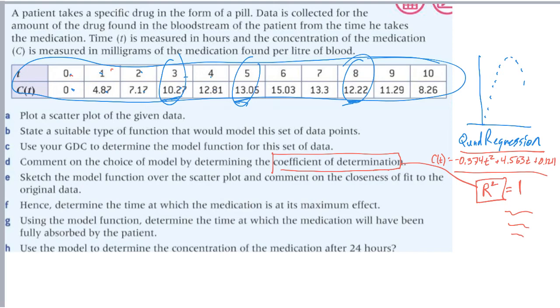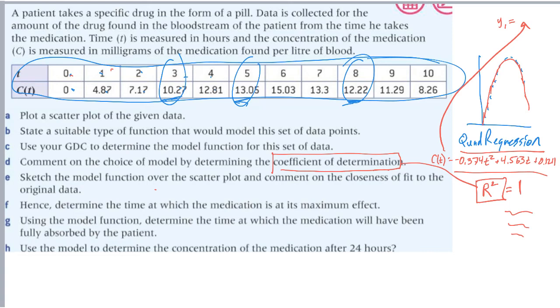Okay, the next question is to sketch the model function over the scatter plot and comment on the closeness of the fit. You should be able to draw your picture, and you can do this on your calculator if you want. One of those videos you watched before taught you how to put the scatter plot on your calculator. So you should be able to add in a y1 or y2 equals this function, and it should then put the line that you just calculated right in the middle of your scatter plot. You should be able to talk about how well it fits there.